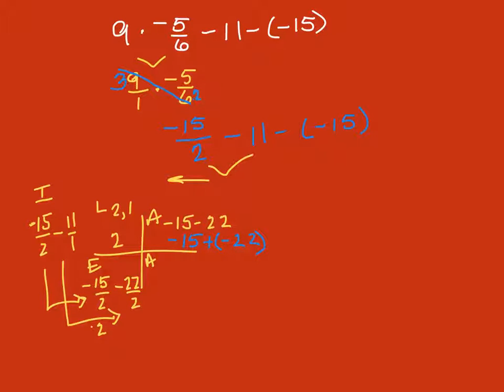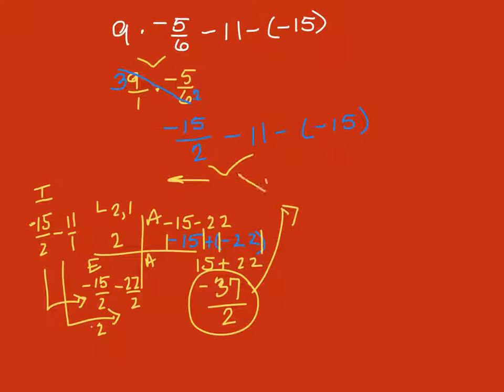And now here I am, and the signs are the same. Find the sum. Find those absolute values of negative 15 and negative 22. I'm finding the sum, so we've got 15 plus 22. So 15 plus 20 is 35, plus 2 more is 37. And I take the sign of the larger, they're both the same. I don't even need to do that. So I've got negative 37 over 2 is my answer. I'm going to bring that right up here, because that's where it came from. So I've got negative 37 over 2, minus negative 15.